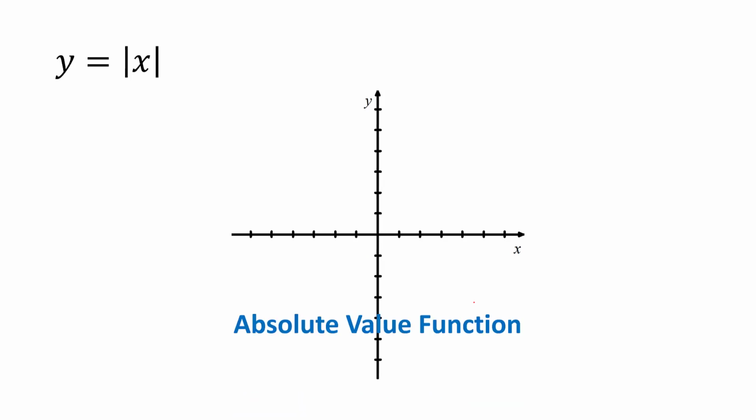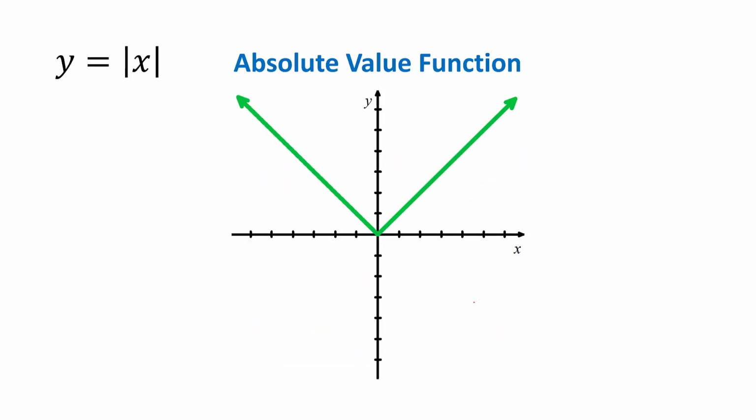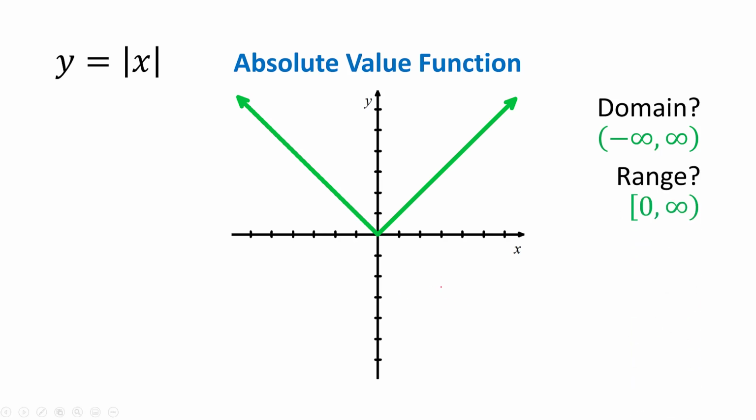y = |x| is referred to as the absolute value function. You can see here the domain includes all x values. The range starts at y = 0 and includes also all positive y values past that. So the range goes from 0 to infinity, including 0. The intercepts, there's only the one intercept of (0, 0).